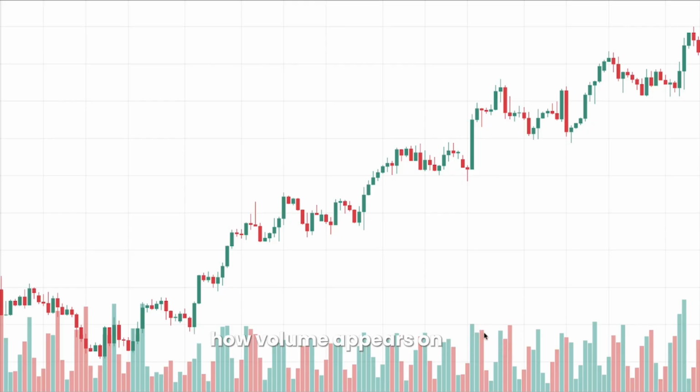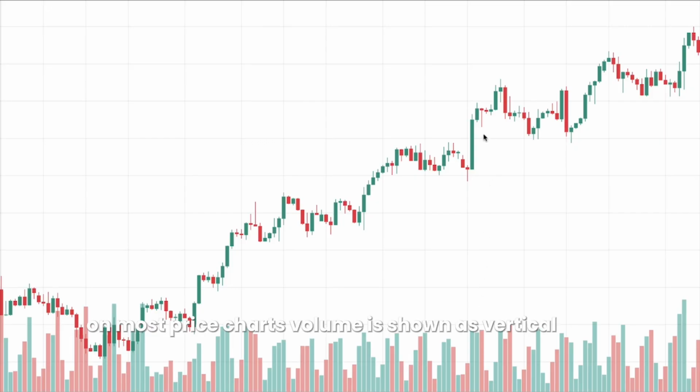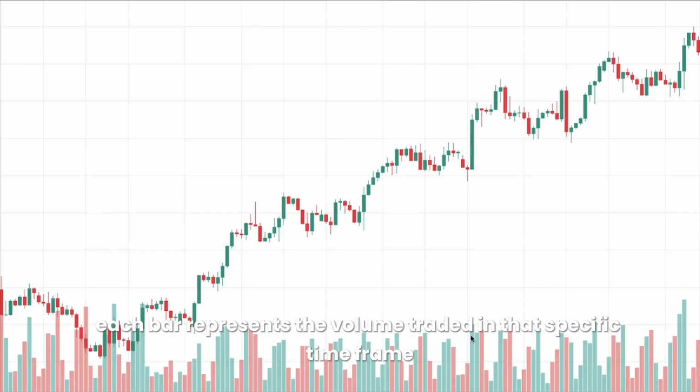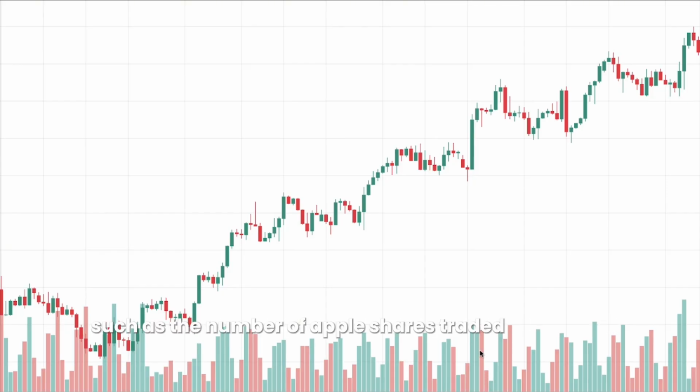How volume appears on charts. On most price charts, volume is shown as vertical bars at the bottom, usually colored green for up candles and red for down candles. Each bar represents the volume traded in that specific time frame, such as the number of Apple shares traded in one day on a daily chart.